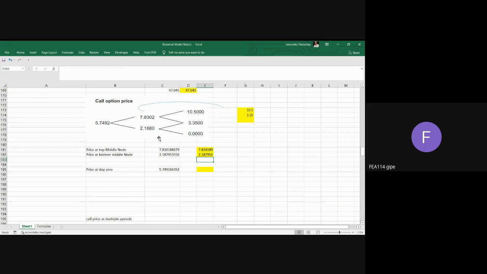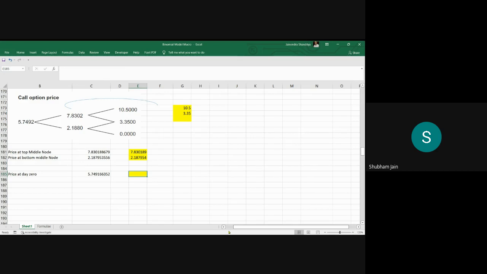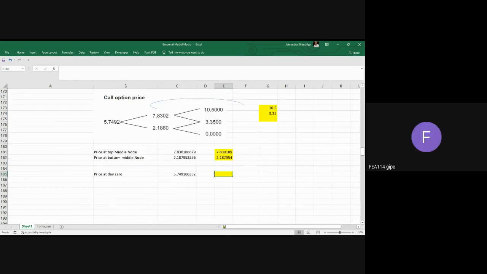With these two prices in the middle, what should be the... Excuse me, sir. Yeah. Could you zoom in from the bottom right for a while? Thank you, sir. Is it better now? Yes, sir.